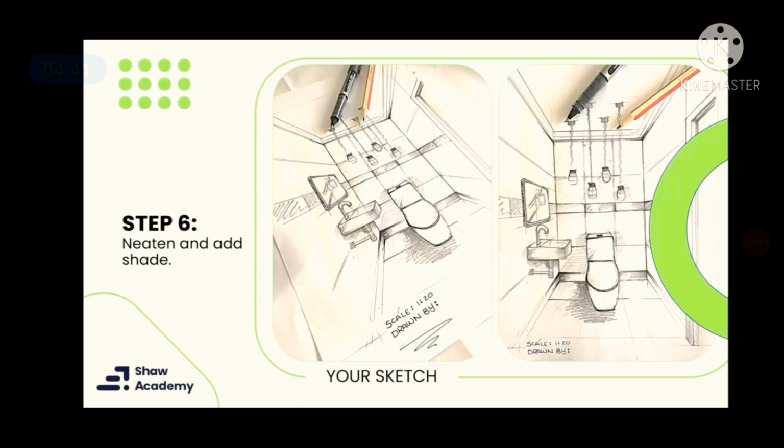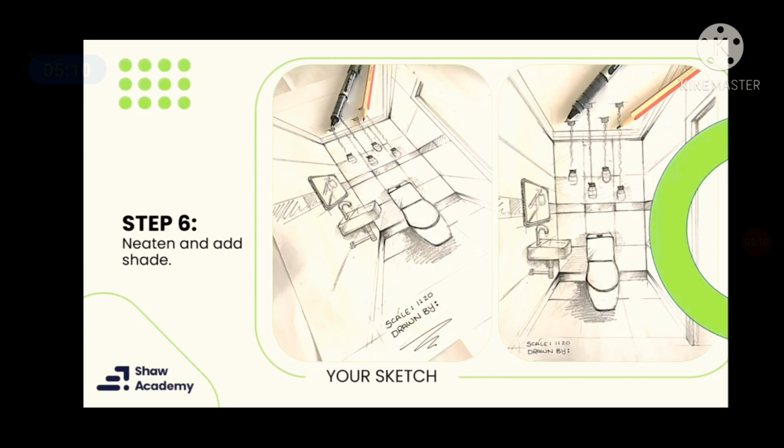Next, we jump on to step 6, which is neatening up and adding shadow, or shade, to our drawing. You can start by neatening up your drawing with your pens and adding shadow and texture. This is not something that we've covered yet, and we'll be doing this towards the end of your module, but if you do feel confident or you have added shadow before, please go ahead.